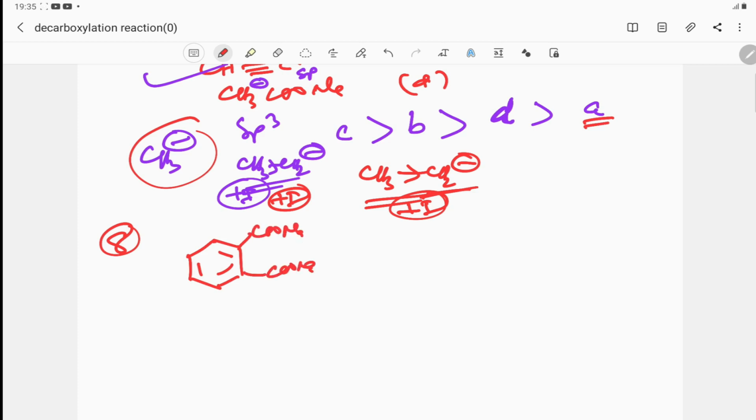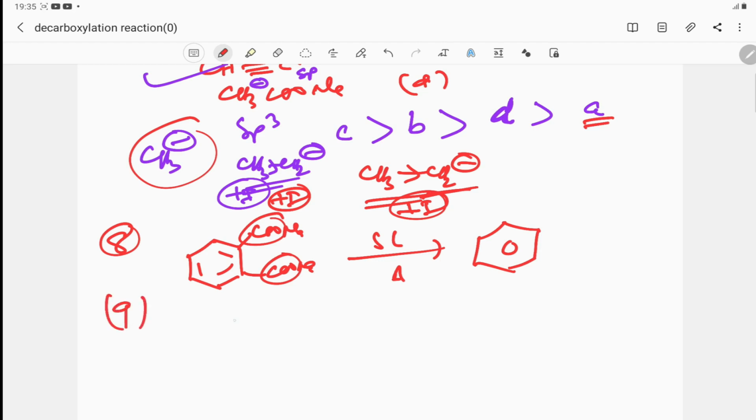Okay, this is the acid. If you do the soda lime test, on heating, the result will be benzene. Your result will also be benzene. Loss of this produces the benzene group. Okay. If you see another example, let us take this example.